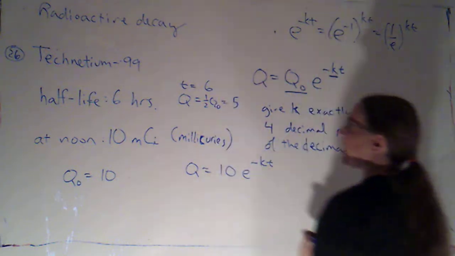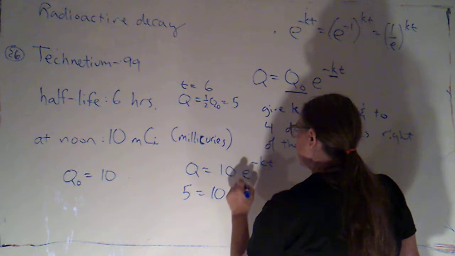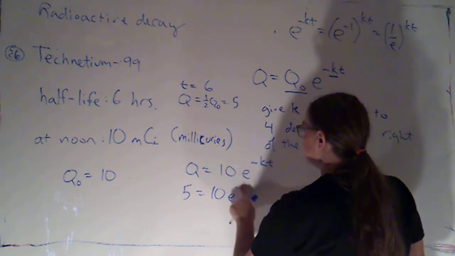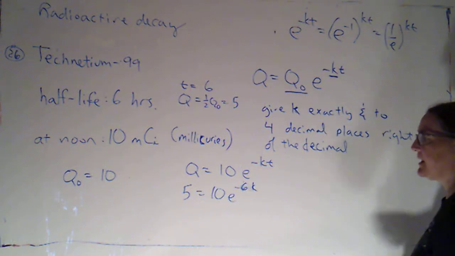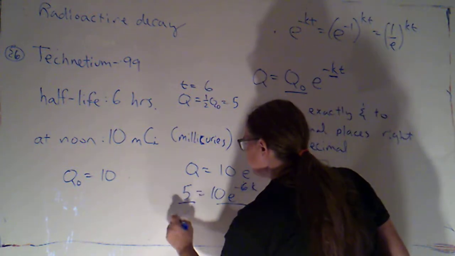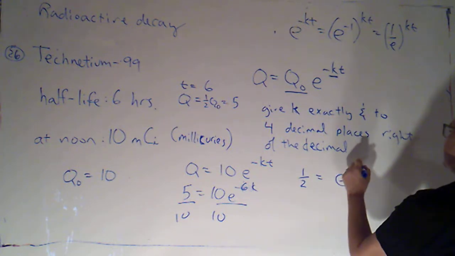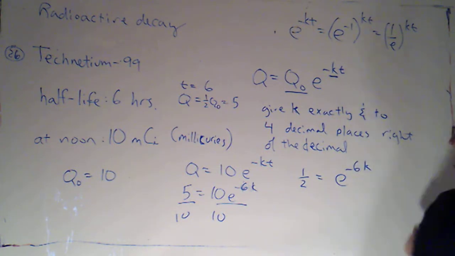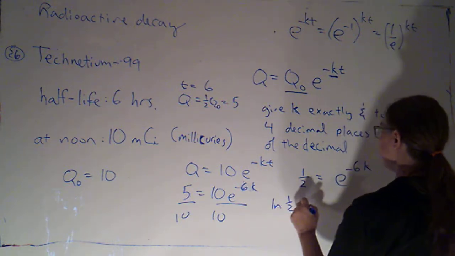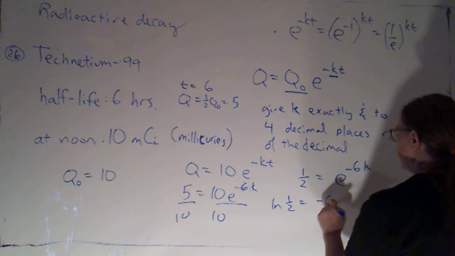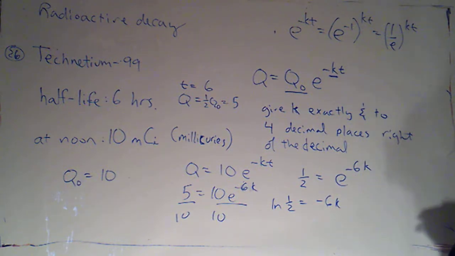So that would be 5. I'm going to replace Q with 5 and replace t with 6, so I can just make this negative 6k. If I divide through by the 10, that gives me 1/2 is equal to e to the negative 6k. And now I can solve for k. The natural log of 1/2 is negative 6k. That would be the natural log on this side, and that's just going to be the exponent.